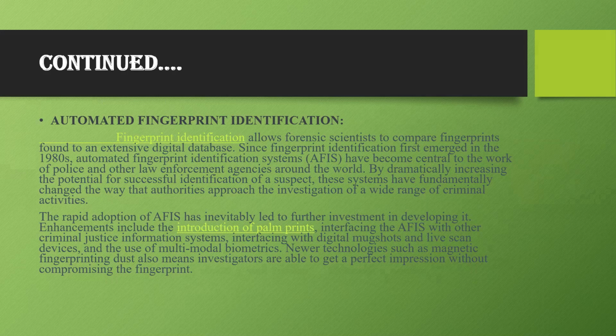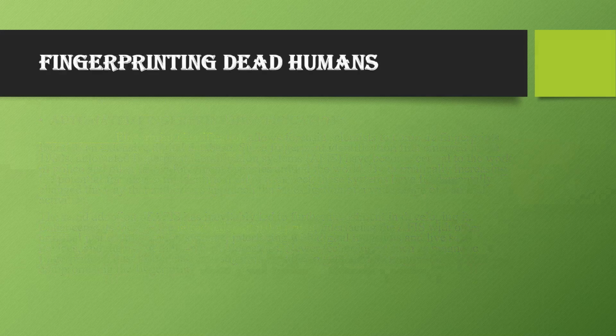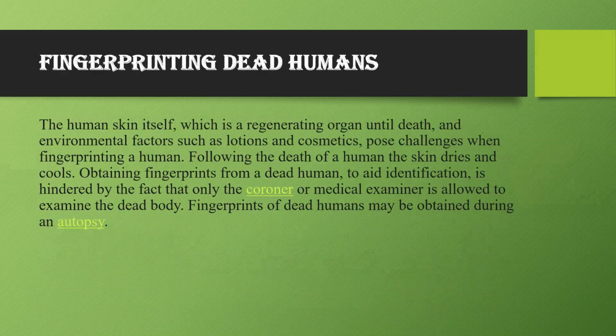Enhancements include the introduction of palm prints, interfacing the AFIS with other criminal justice information systems, interfacing with digital mugshots and live scan devices, and the use of multi-modal biometrics. Newer technologies such as magnetic fingerprinting also mean investigators are able to get a perfect impression without compromising the fingerprint. Next, fingerprinting dead humans.